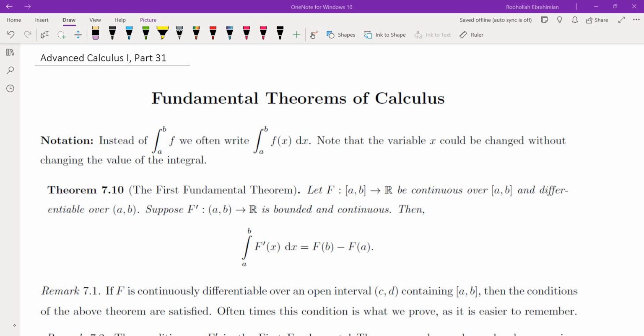Hello, in this video we're going to talk about the fundamental theorems of calculus. In the first video we're going to go over the first fundamental theorem, and then I'm going to create a second one for the second fundamental theorem of calculus.